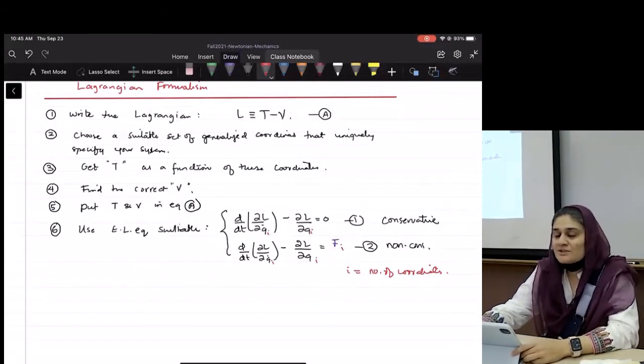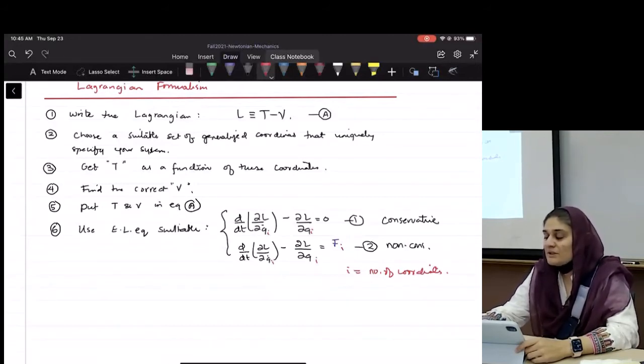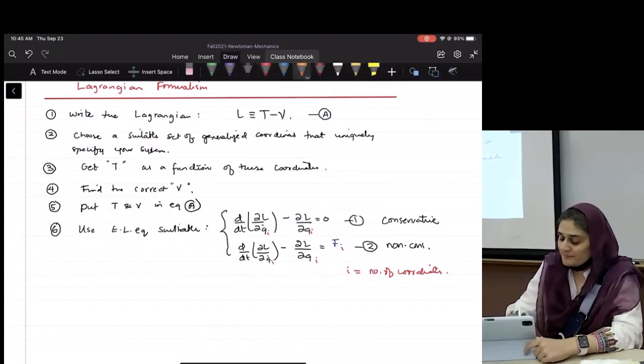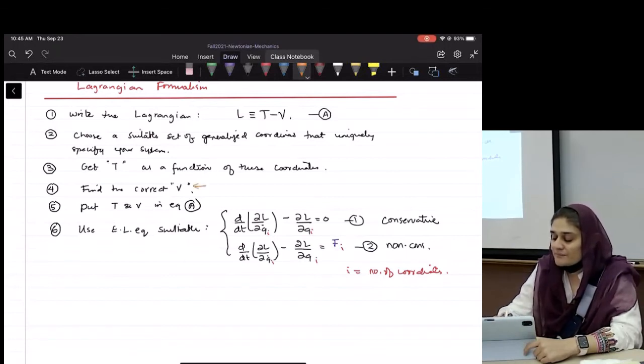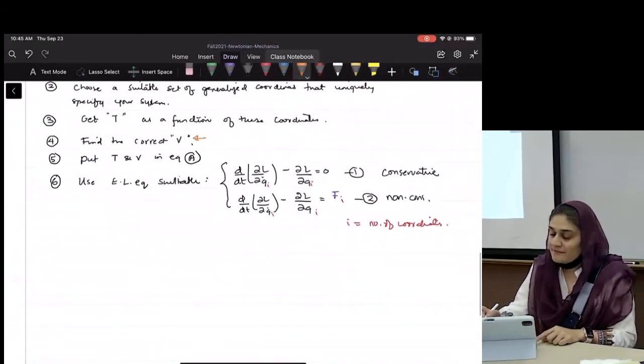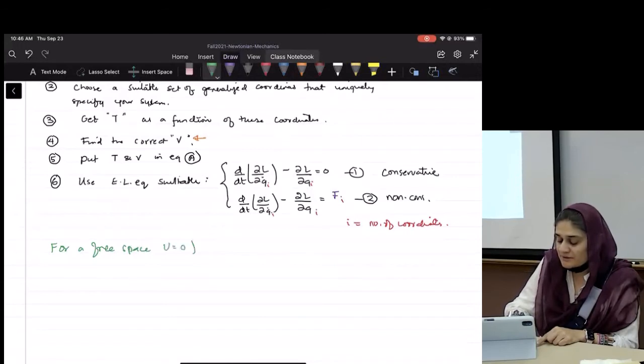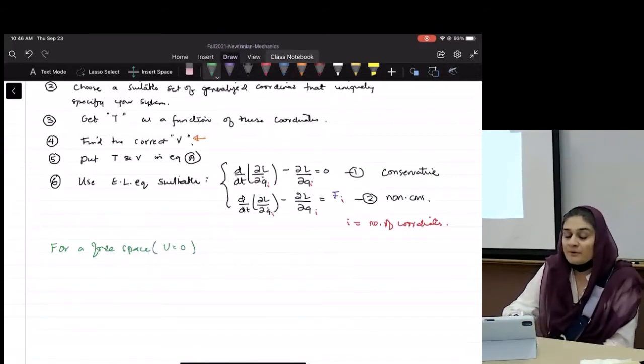I'm going to do one small thing to prove that Lagrangian formalism is not new. If I say that this is not new, that means I should be able to develop equations of motion from these two equations that I've given you. So let's do that really quickly. So I said we have to find the correct V. So the simplest solution is the correct V, which we call free space. So if I have the situation of free space, potential equals 0.